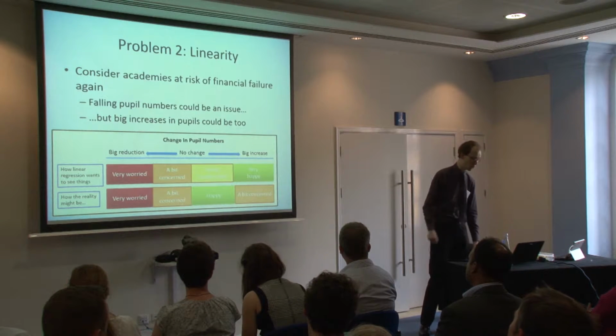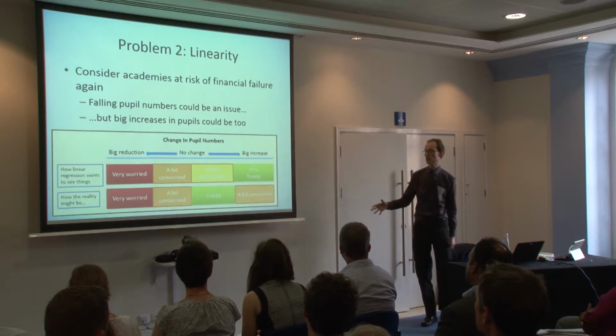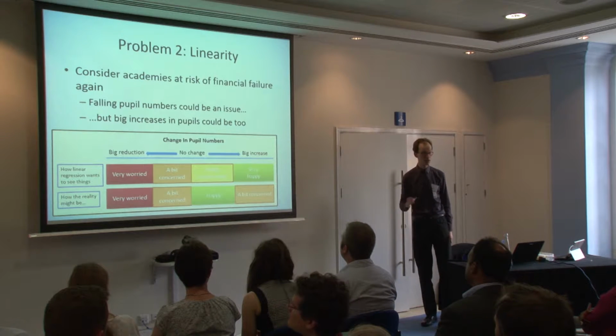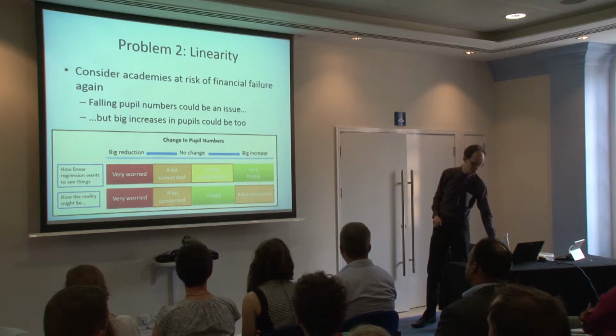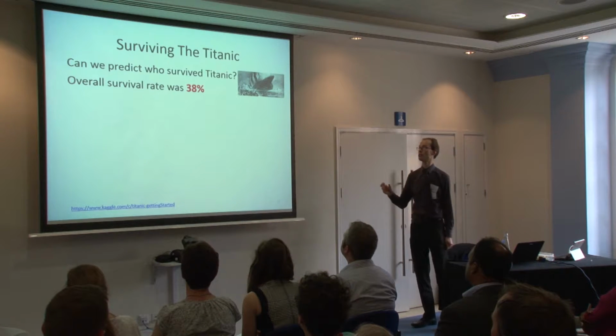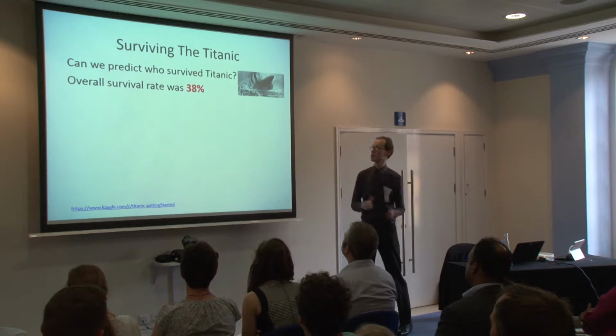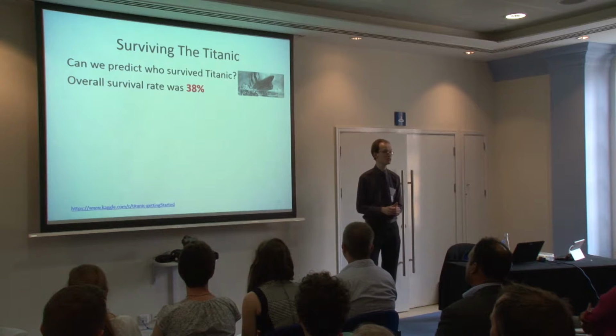So this is where we move into something known as decision tree learning, which is a quite powerful type of machine learning. And I'm going to give you a quick example based on Titanic. Anyone here seen the film Titanic?